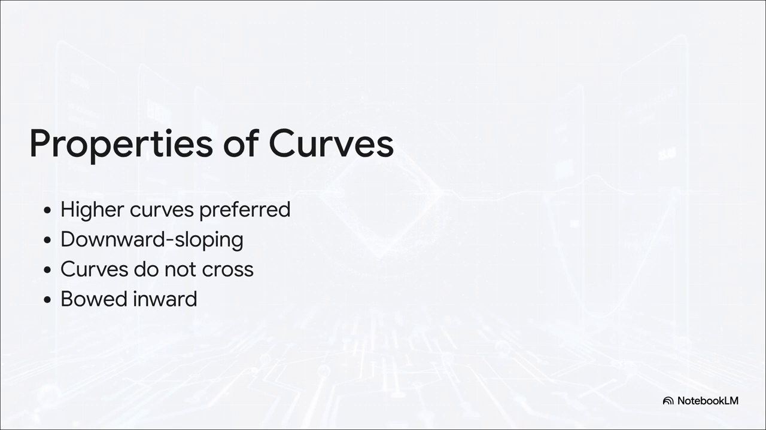Think of these 4 properties as the core lines of code in our OS. First, higher curves are always preferred to lower ones because, hey, people just prefer more consumption to less. Second, they're downward sloping because if you give up some pizza, you're going to need more Pepsi to stay equally happy. Third, the curves can never cross, as that would just mathematically break the logic of our preferences. And fourth, they are bowed inward.